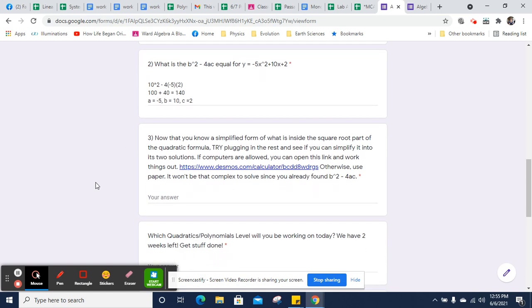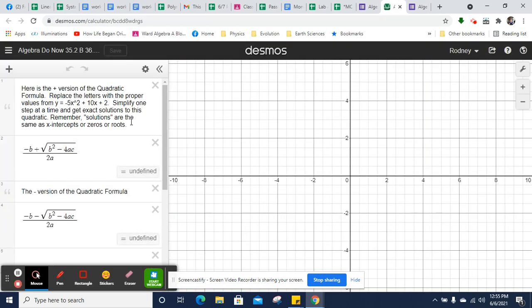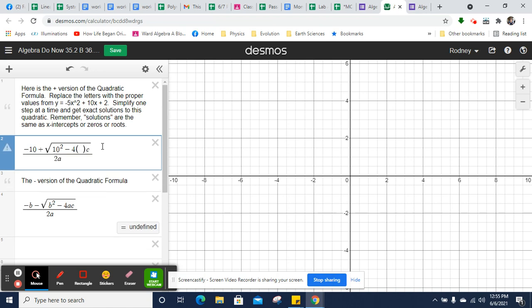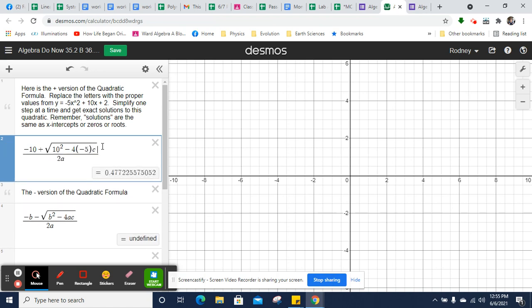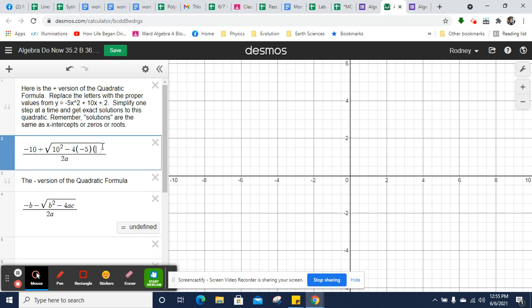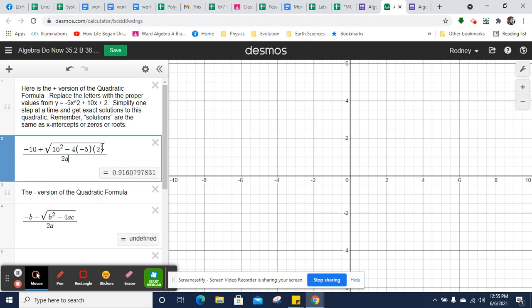And now we're going to see if we can plug all of that stuff into the quadratic formula. So I'm going to go right in here and go to the quadratic formula here. So we know that b is 10. So we'll replace b wherever it shows up. Okay, that's negative 5 for A and 2 for C. And now we start simplifying.